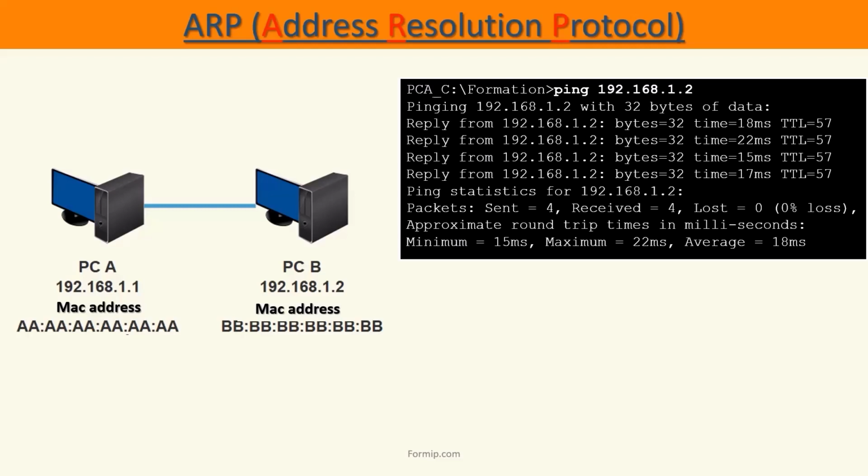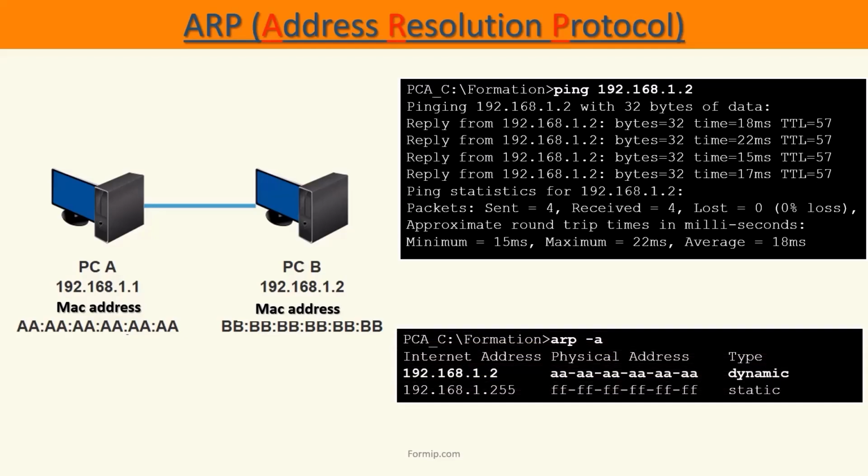But how can PC A know the MAC address of PC B? Well, that's where ARP comes in. Let's see how it works. If you launch the arp -a command on PC A to display its ARP table, you can see that there's only one entry. The static address below is the broadcast address of the network. PC A has learned that IP address 192.168.1.2 is mapped to the MAC address which contains only B's.